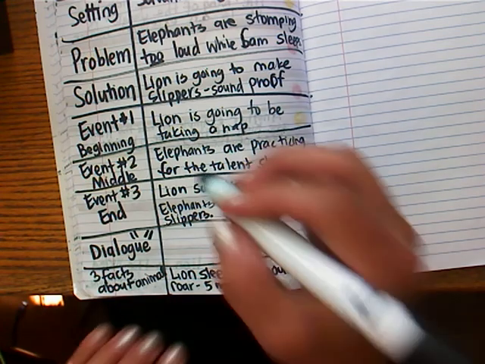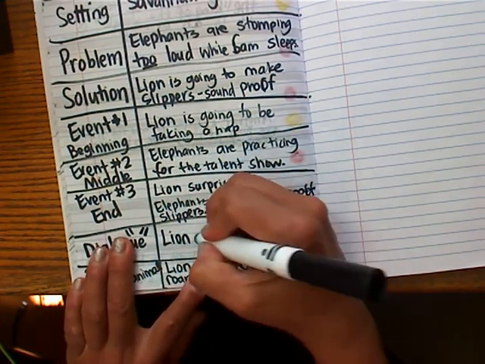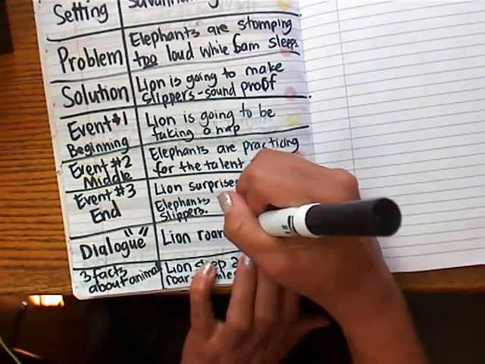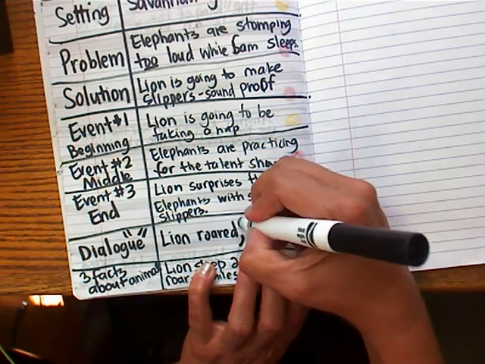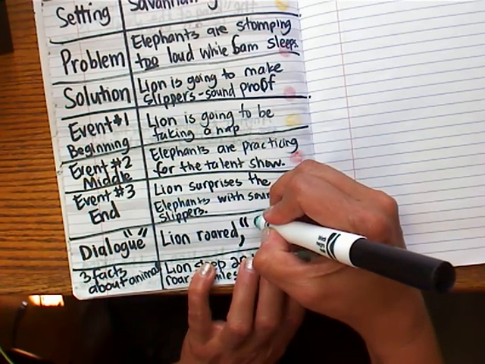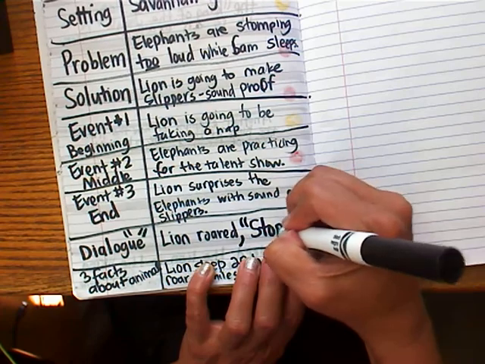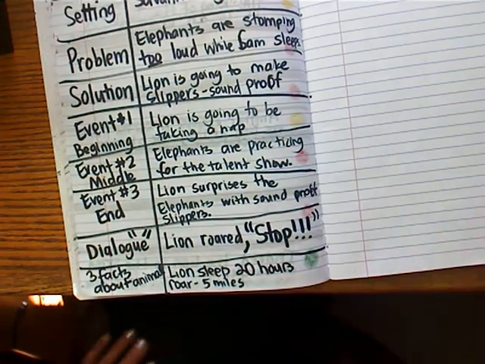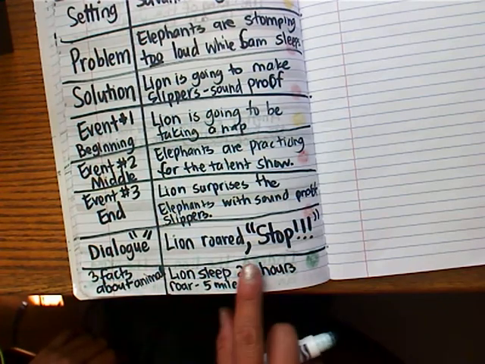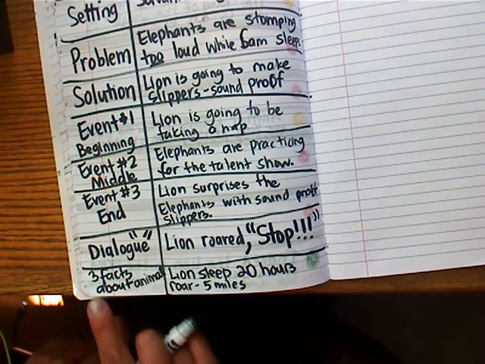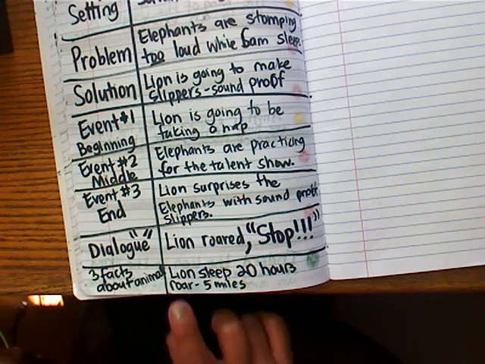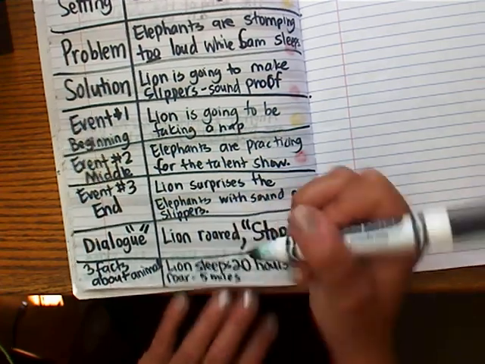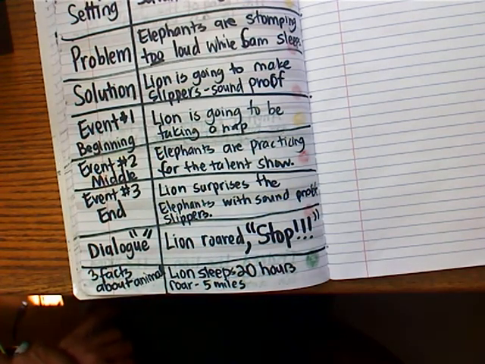I can even say the lion roared. And I put my comma here, and then I took my talking marks or quotation marks, and he's going to say, stop! With exclamatory. And that's going to be somewhere in my story. I'm going to put the lion roared. Okay. Now down here I have my 3 facts about an animal. So far I have the lion sleeps 20 hours and the roar can be heard from 5 miles away.